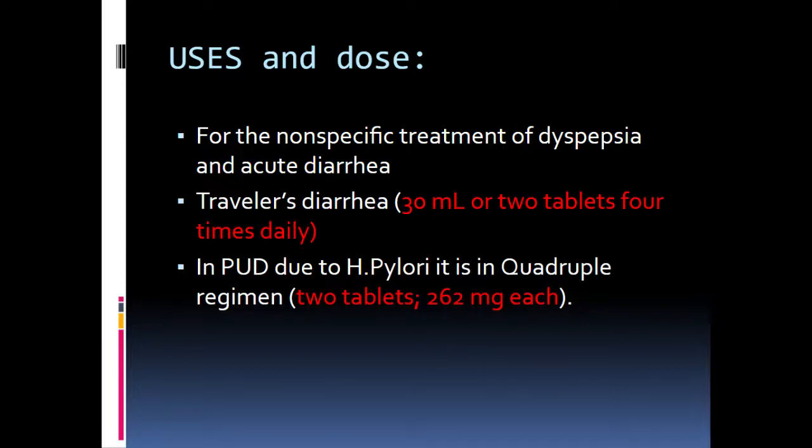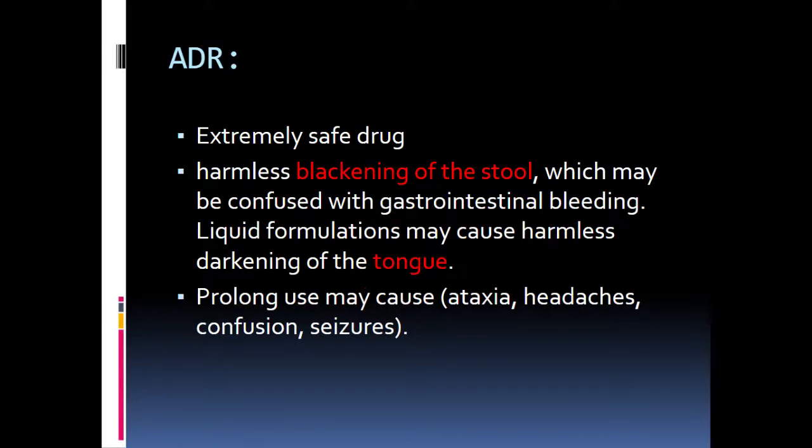As far as its adverse drug reactions are concerned, it is considered an extremely safe medication. The problem that arises is the blackening of stool, or increasing the color of stool, which may be confused with gastrointestinal bleeding. If the patient is using a bismuth type of compound, the stool color will be dark, but never mix it up with peptic ulcer bleeding.